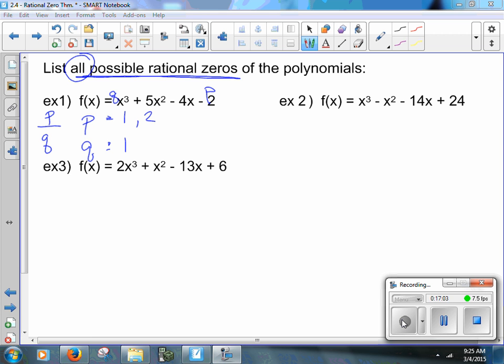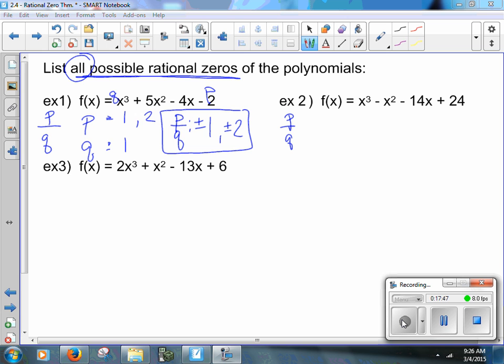What's 1 divided by 1? 1. So now I'll put the P over Q, and it's going to be plus or minus 1. And now do the same thing with the 2. It's going to be plus or minus 2 over 1, which is 2. That's when I realized, when I looked at it, I thought, ain't no way we got all these fractions. That's what made me think I'd done something wrong.